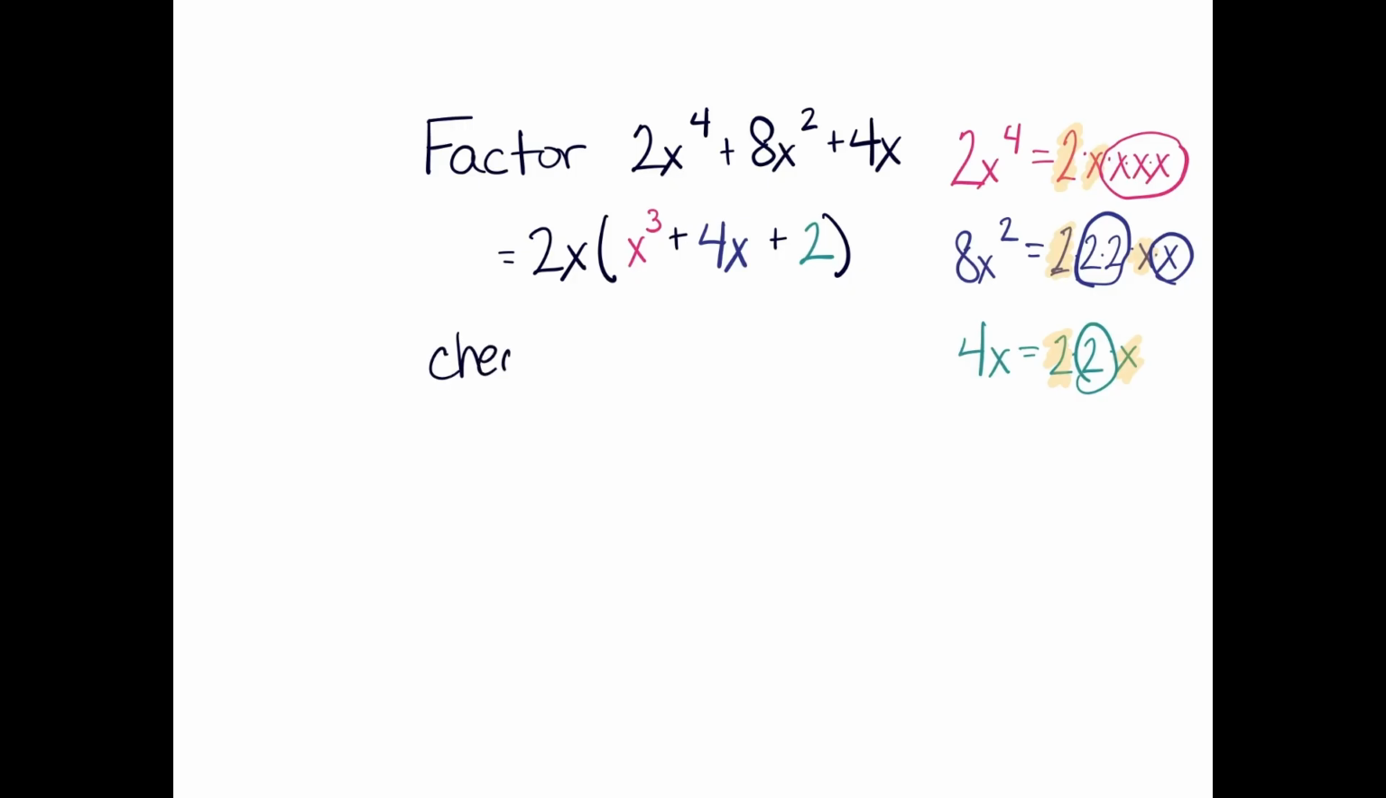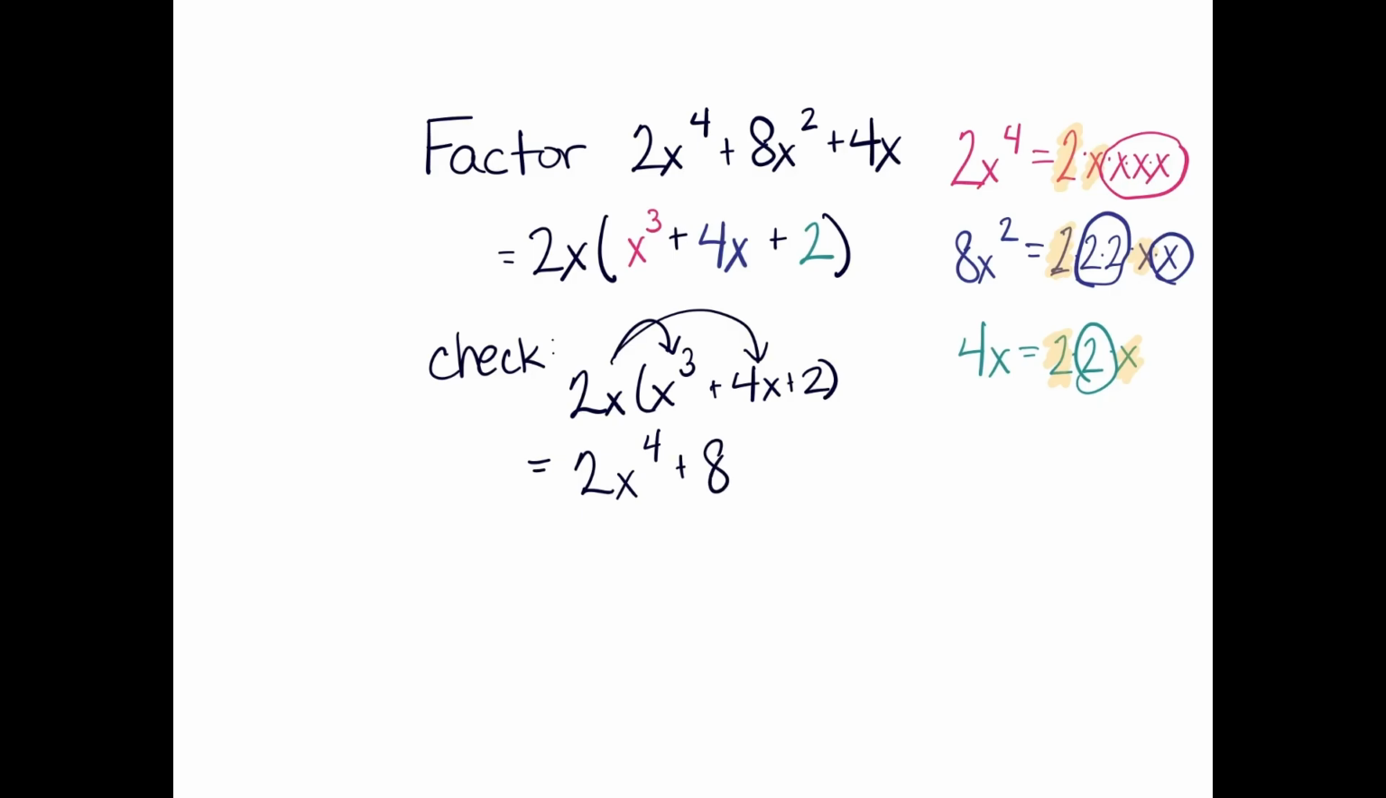If I want to check this, I'm going to distribute. Remember, factoring is undistributing. So to check factoring, we multiply, which in this case is distributing. 2x times x cubed, 2 times 1 is 2, x times x cubed is x to the fourth. 2x times 4x, well, 2 times 4 is 8. x times x is x squared. 2x times 2, 2 times 2 is 4. An x.